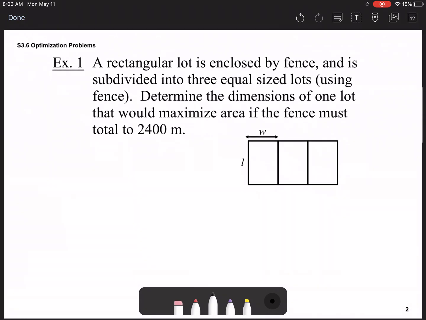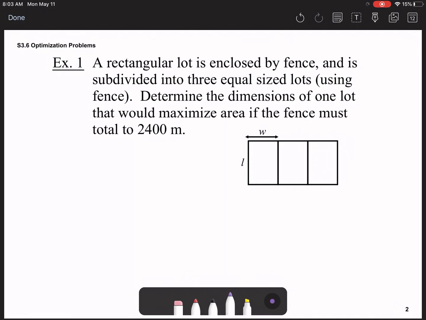A rectangular lot is enclosed by fence and is subdivided into three equal-sized lots, as you can see in the diagram, using fence. Determine the dimensions of one lot that would maximize area if the fence must be a total of 2,400.